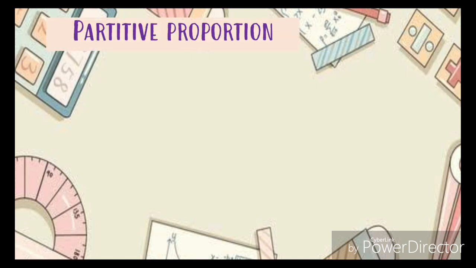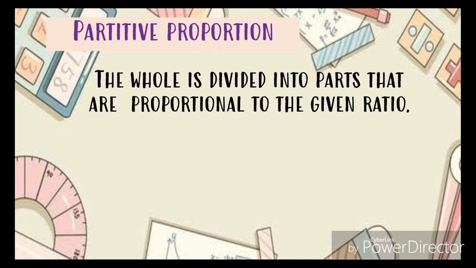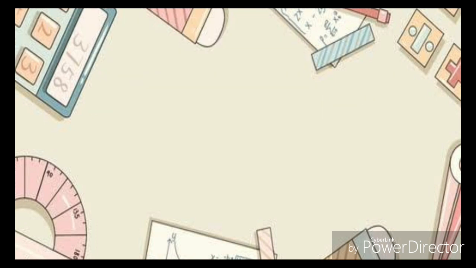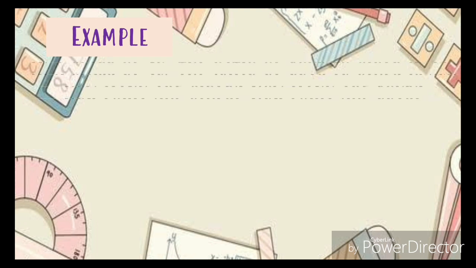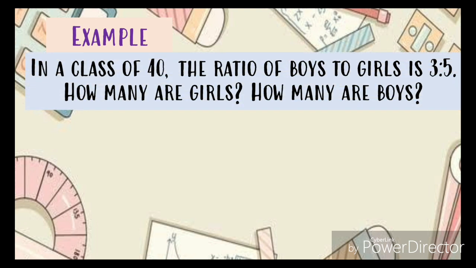Another kind of proportion, we have partitive proportion. The whole is divided into parts that are proportional to the given ratio. Okay, halimbawa, in a class of 40, the ratio of boys to girls is 3:5. How many are girls? How many are boys? Okay, hindi pa natin alam yung total number ni boys saka ni girls.